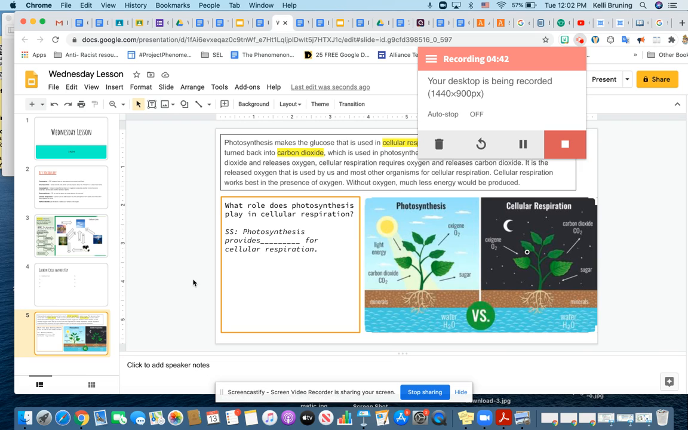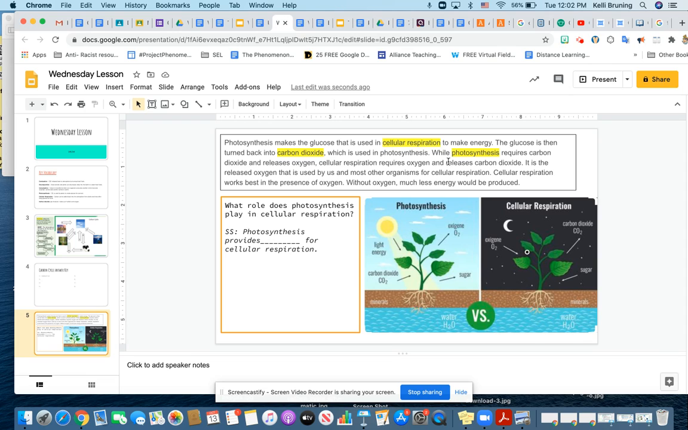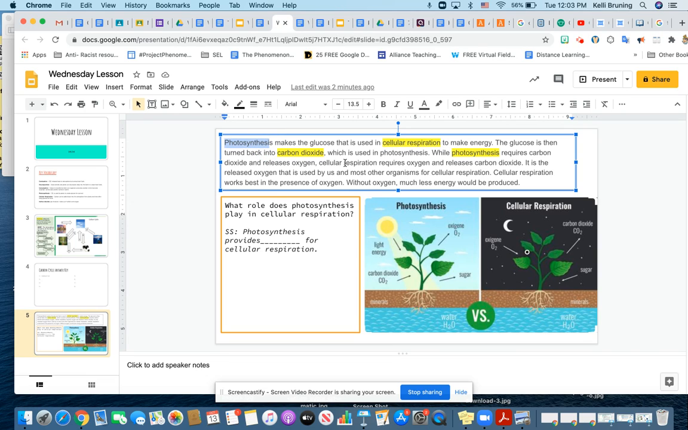So now that you've completed your diagram, let's go ahead and do our last part of today's lesson just to keep it light. We're just going to review the connection between photosynthesis and cellular respiration, which is explained in this little blurb that I'll read to you now. So photosynthesis, right here, makes the glucose that is used in cellular respiration to make energy. The glucose is then turned back into carbon dioxide, which is used in photosynthesis.